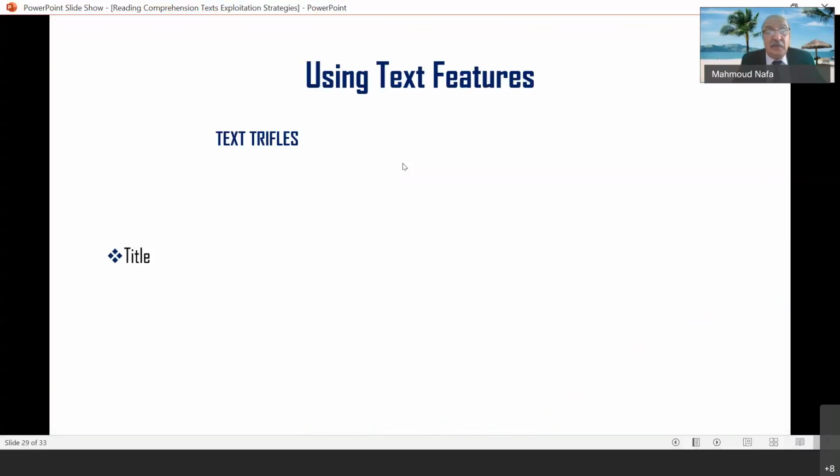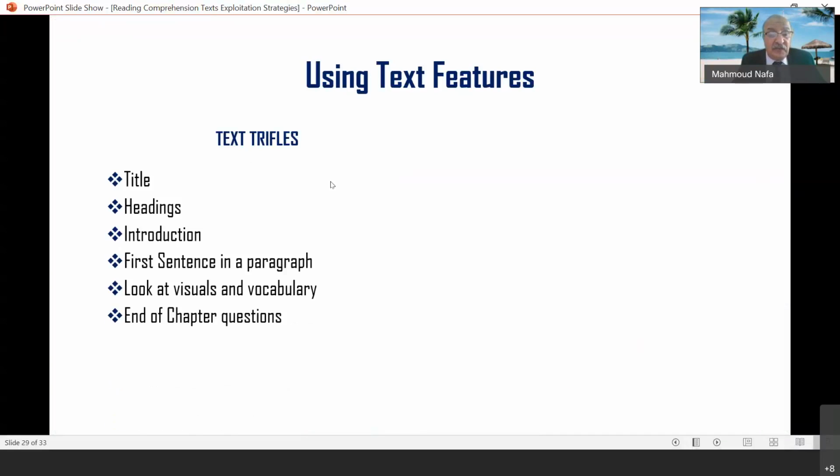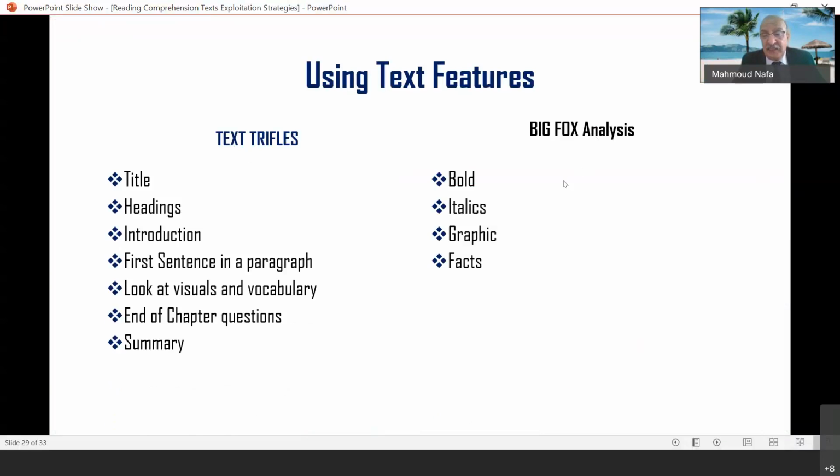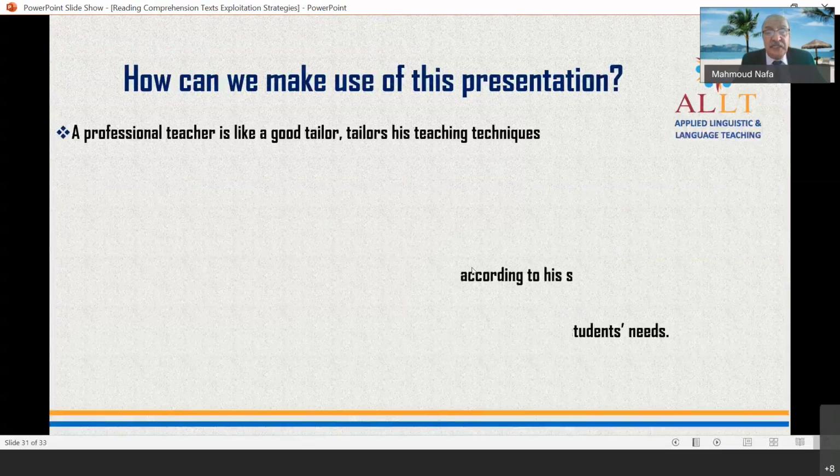Now, we can exploit the text through text truffles: title, headings, introduction, first sentence, look at the visuals, end of the chapter, summary. Now we have big, bold, italics, graphics, facts, opinions, which mean the main points of the text. So you can use them in order to get this. Now, how can we make a presentation?